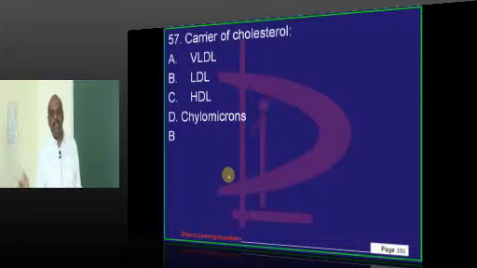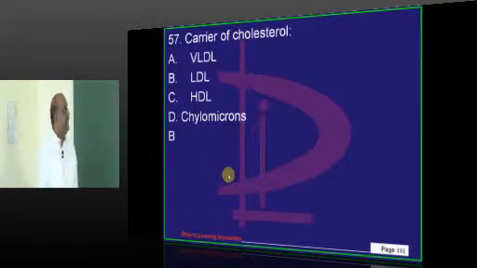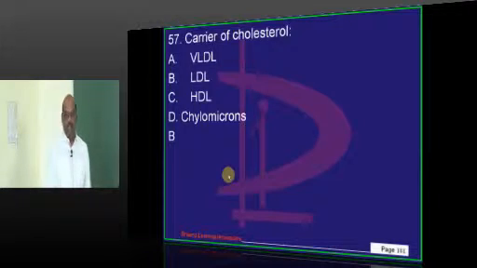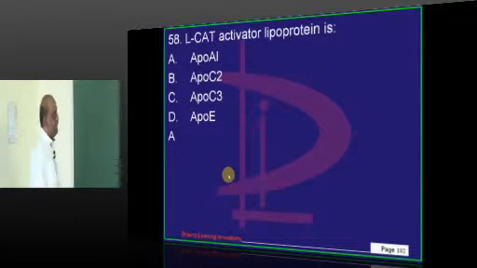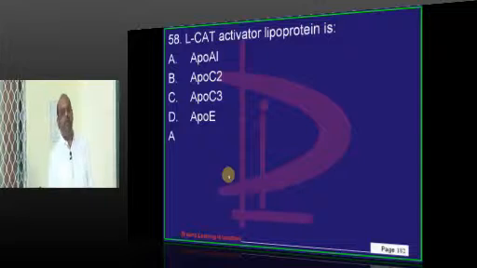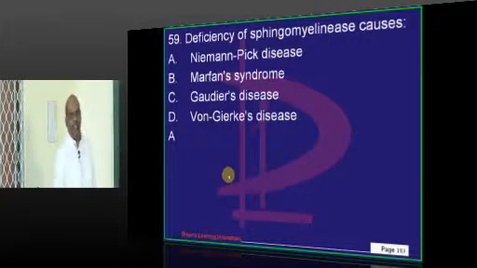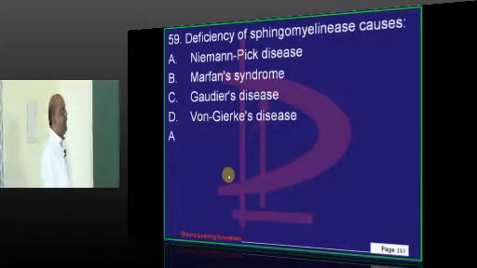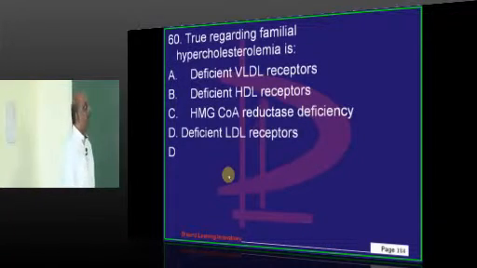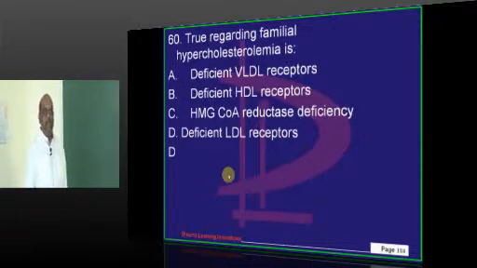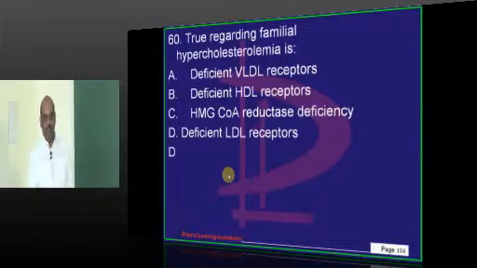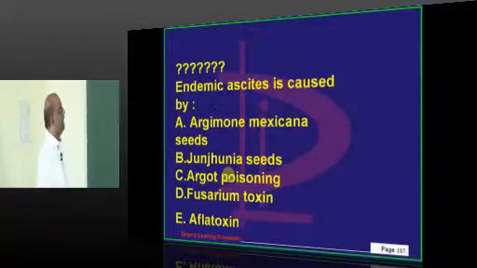VLDL carries triglycerides. Chylomicrons also triglycerides. Both of them in HDL. LCAT is typically found in the ApoA1 activity in the HDL. Then sphingomyelinase deficiency is Niemann-Pick, and it is the LDL receptor deficiency which is responsible for familial hypercholesterolemia.